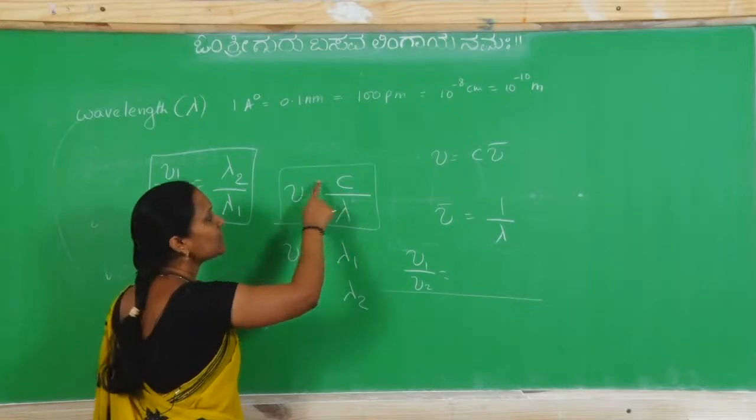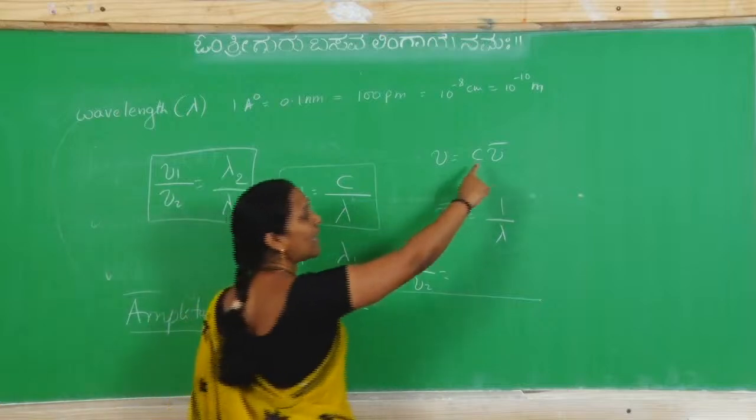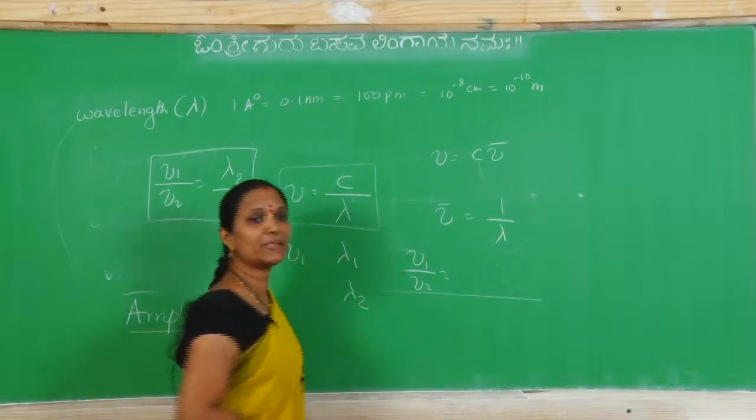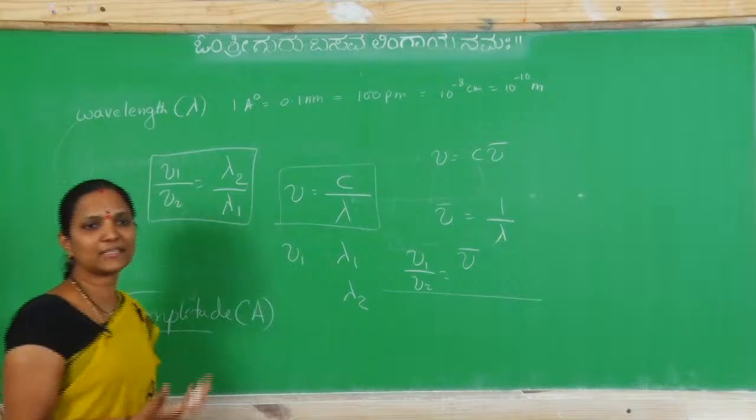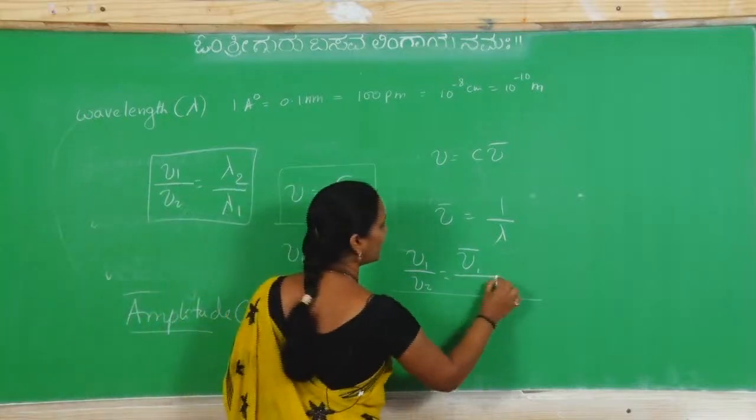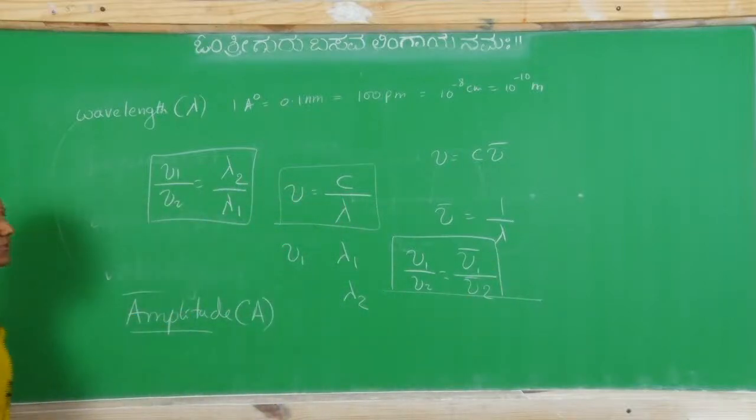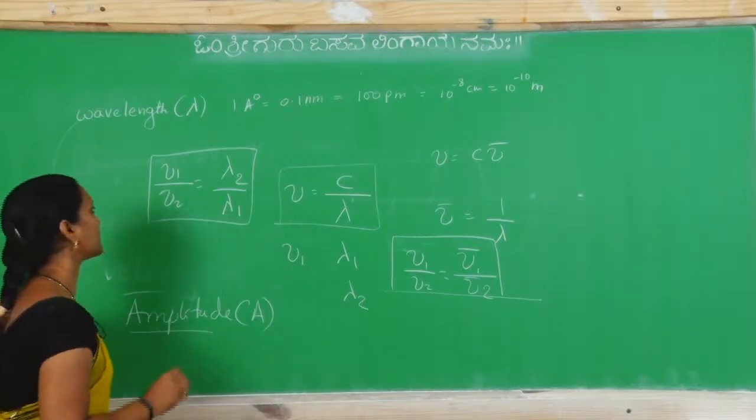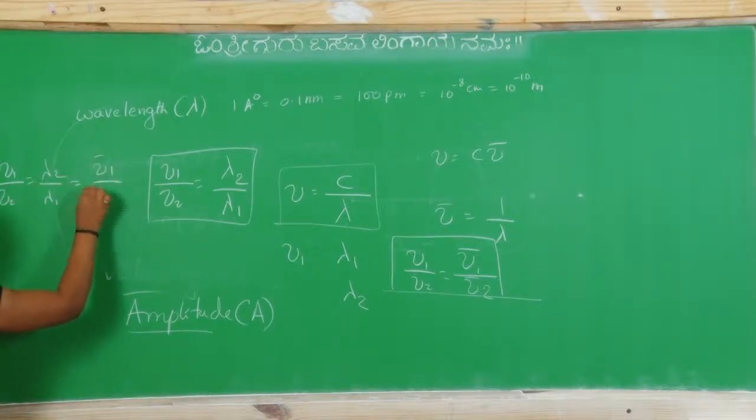C is a constant. So, the proportionality is removed and we use this constant. Nu is equal to C by lambda. Now, it is directly proportional to nu bar, and the constant is C. So, nu is equal to C nu bar. Nu 1 by nu 2 is equal to nu bar 1 by nu bar 2. Directly proportional. So, what is the relation? Nu 1 by nu 2 is equal to nu bar 1 by nu bar 2. Any two wave numbers they will give, and one frequency also, another frequency we should calculate. So, what is the final relation? Nu 1 by nu 2 is equal to lambda 2 by lambda 1, equal to nu bar 1 by nu bar 2.